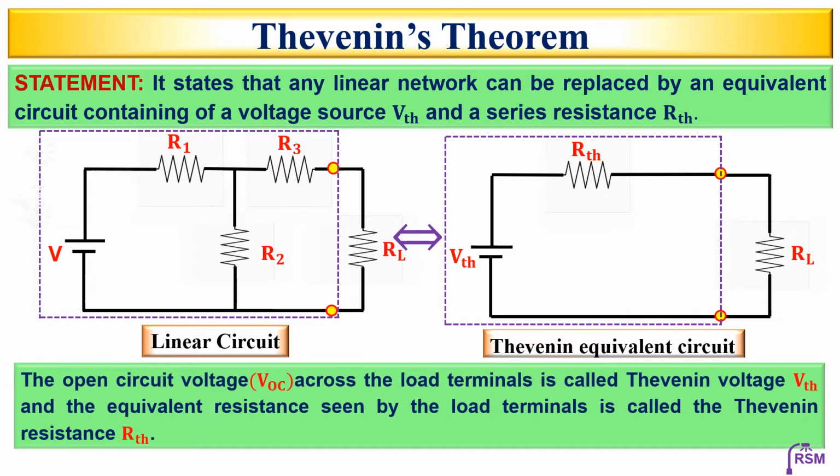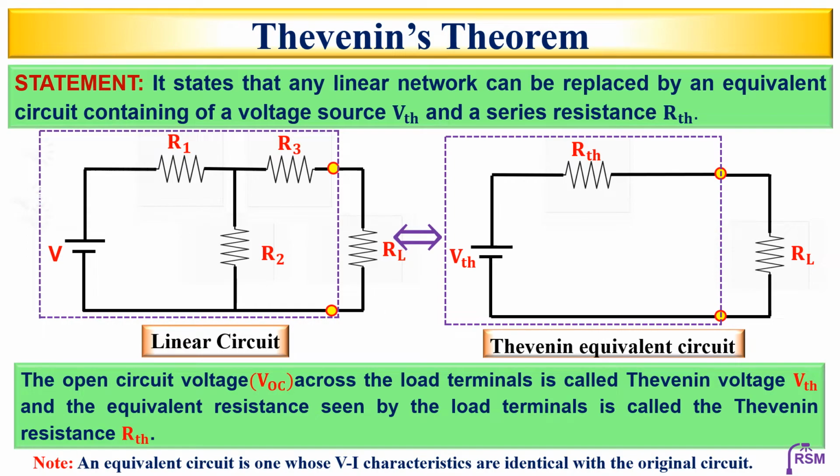The open circuit voltage VOC across the load terminals is called Thevenin voltage VTH, and the equivalent resistance seen by the load terminals is called the Thevenin resistance RTH. An equivalent circuit is one whose VI characteristics are identical with the original circuit.